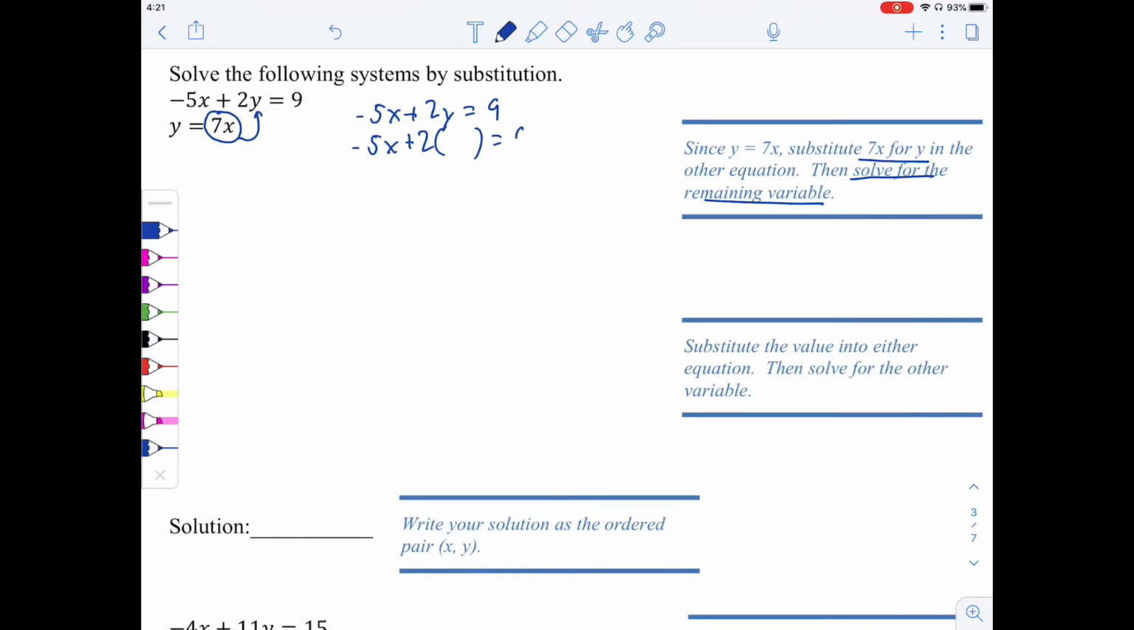So we have 2, and then for y we put 7x, because that is now our y value. We just replace the y with 7x. Then we calculate that out. So negative 5x plus 2 times 7x is 14x, equals 9. Then we combine like terms.